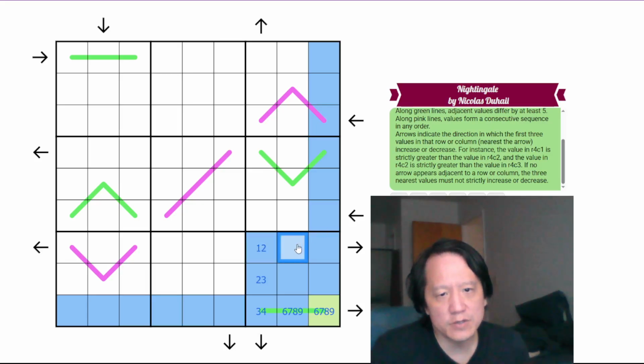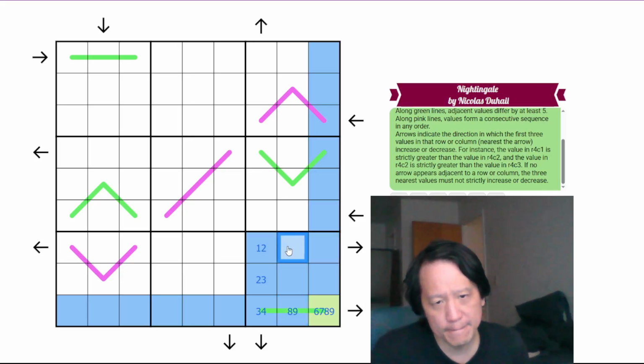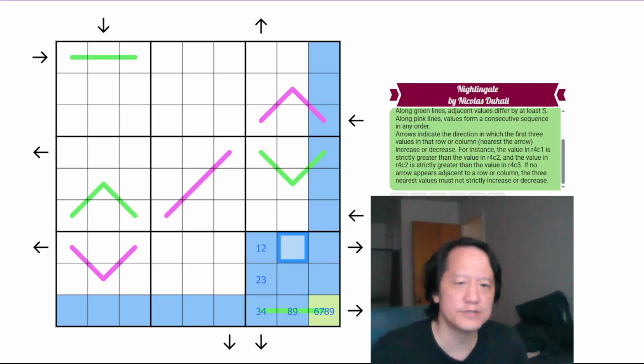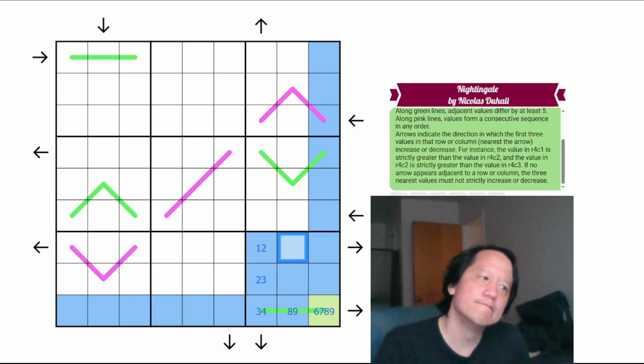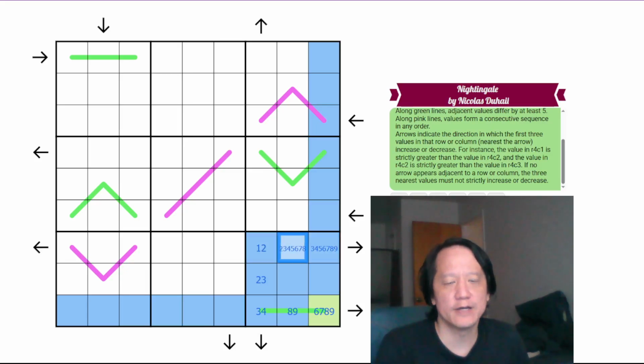This must be increasing that way. So this is 3 or 4, which has to be 5 or more away from 8 or 9. This is greater than this digit. 2 through 8 here, and then this is 3 through 9, because this must be greater than that.